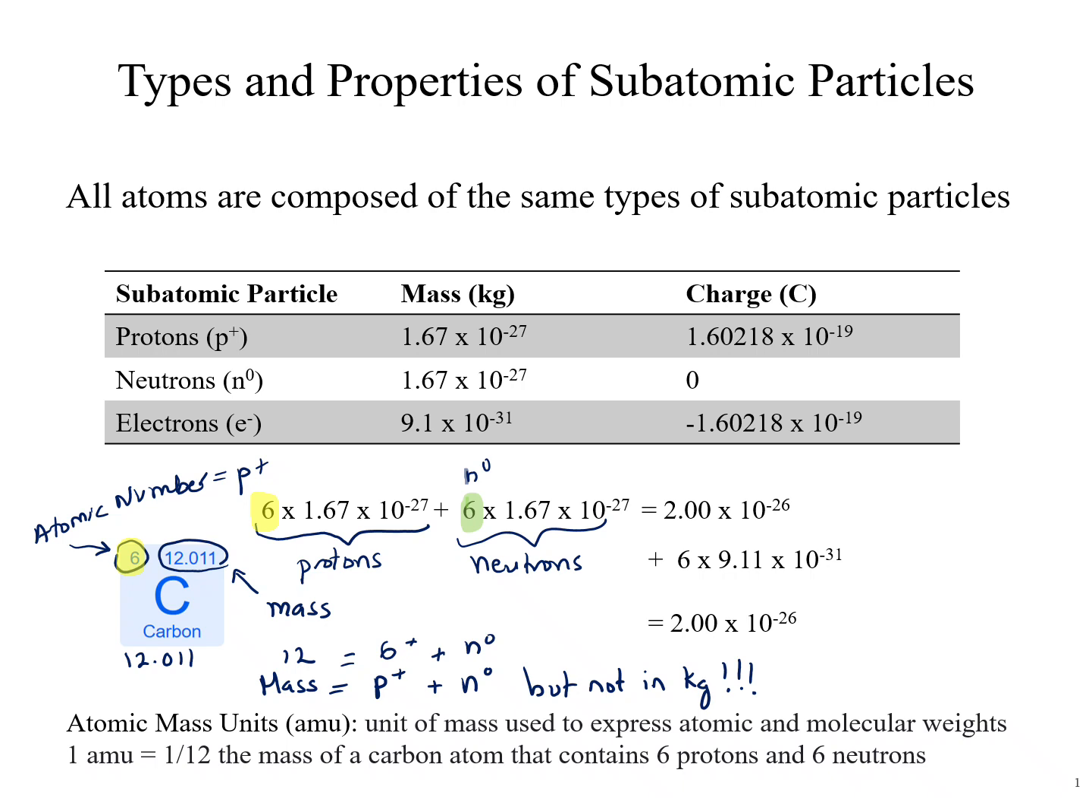So that 6 right here highlighted in green is representing the 6 neutrons that you have in the atom of carbon. So the 6 neutrons, each one has a mass equal to 1.67 times 10 to the minus 27 kilograms. So when I do my multiplication and then I add everything together, I'm getting this number here. That number is representing the mass in kilograms for the 6 protons plus the 6 neutrons for carbon.